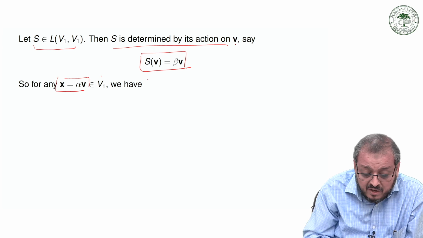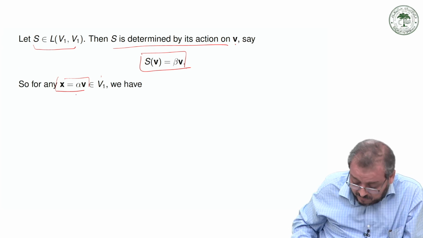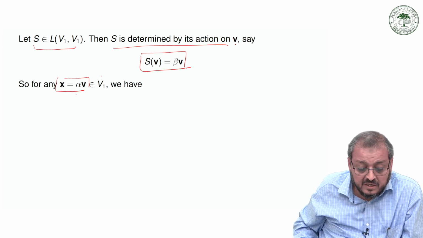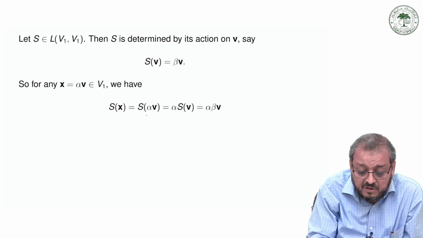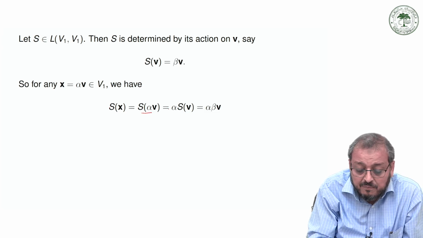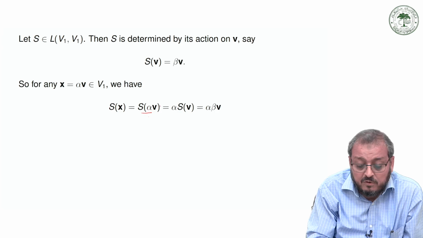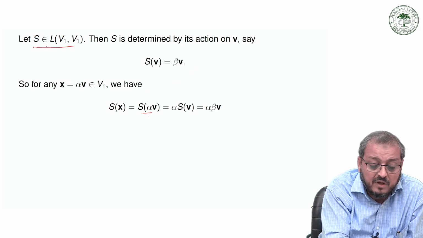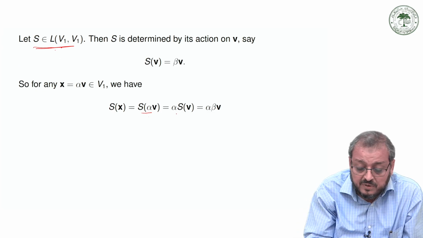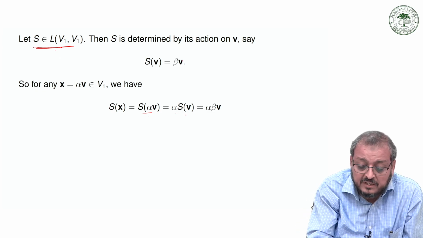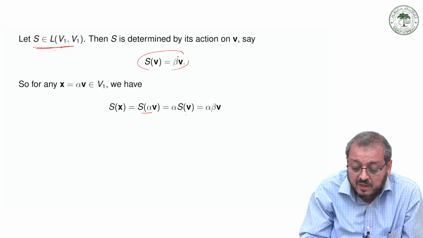So we can write it in this form. We take S of x, which can be written as S of alpha V, where alpha is a scalar. By the property of a linear map, S of alpha V can be written as alpha times S of V. And S of V we assume to be beta V.